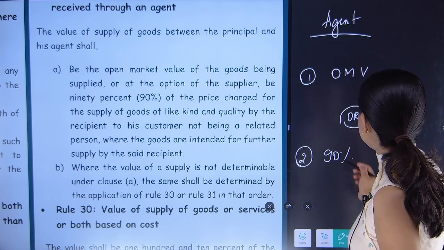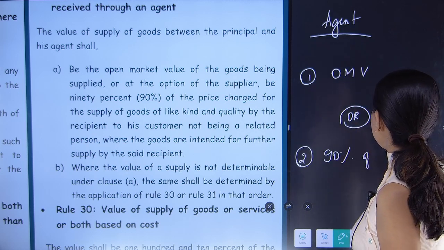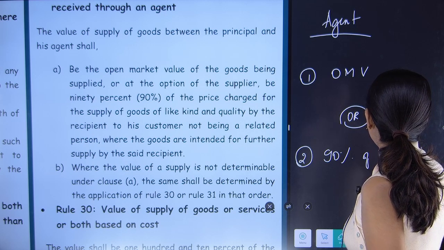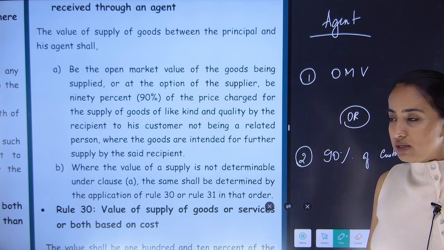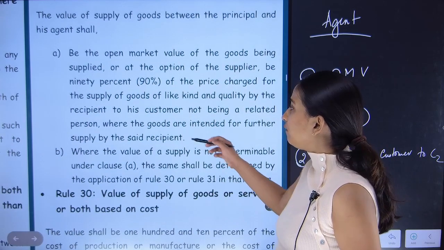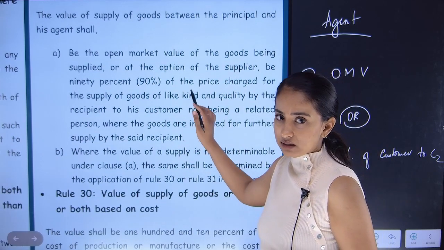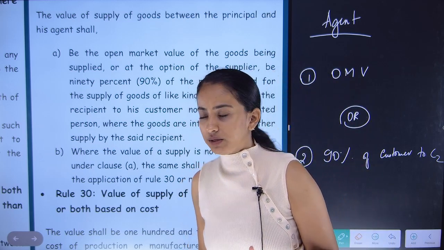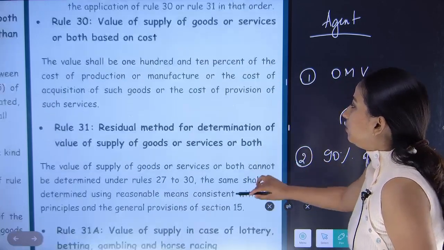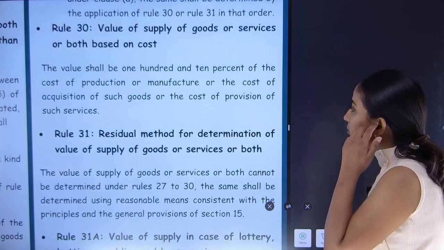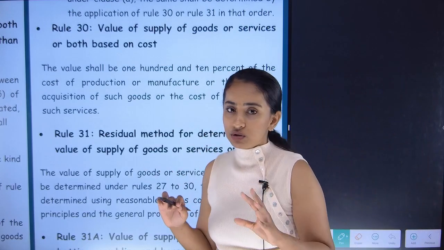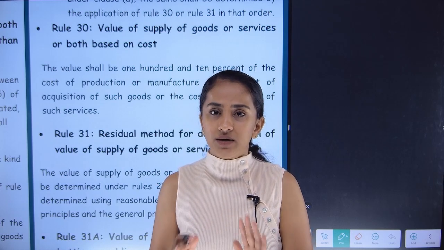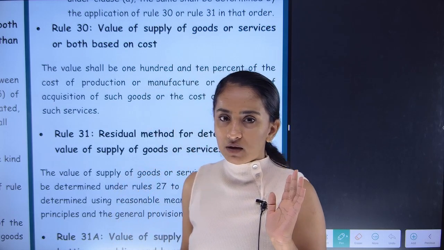So you have two options. Either you take this 90% of the amount charged by the customer to his customer 2, let's say. If you're not able to determine under clause A, then you take clause B, which is rule 30 or 31, whichever you want to take. Cool? Okay. Now, rule 30 talks about cost, which I told you. You just take the cost of acquisition or cost of production, cost of manufacture, cost of services, anything, you do 110%, and then that will be the value of supply.